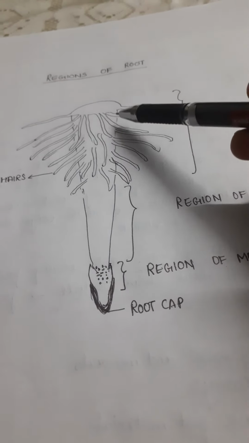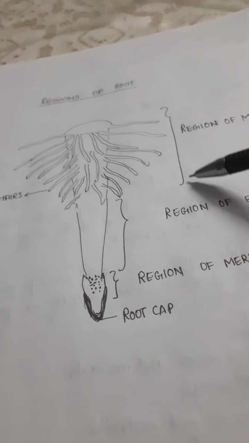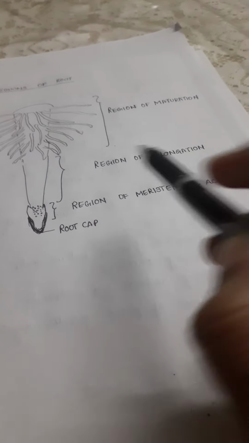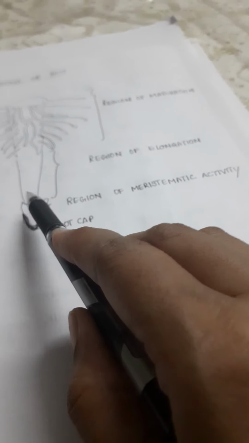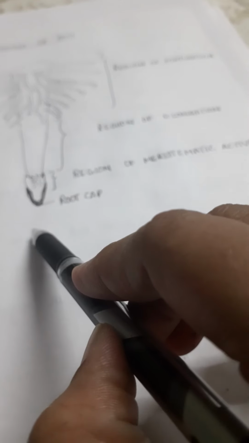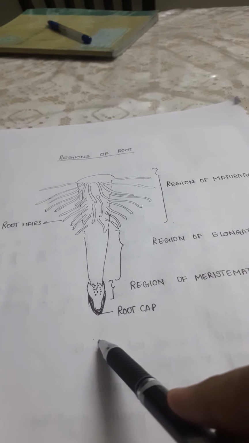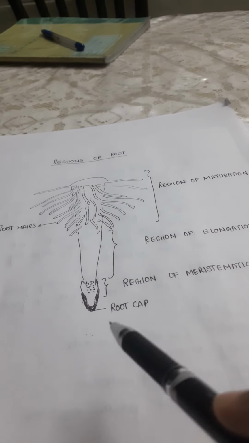So you see that a root will have different regions. The lowest region, at the tip, has dividing cells, and that is known as the region of meristematic activity, the most active place where the cells would divide and redivide continuously. This is the point from where the root will grow. So you should understand that if you cut the root from here, the root will stop growing because you have removed the meristematic region.